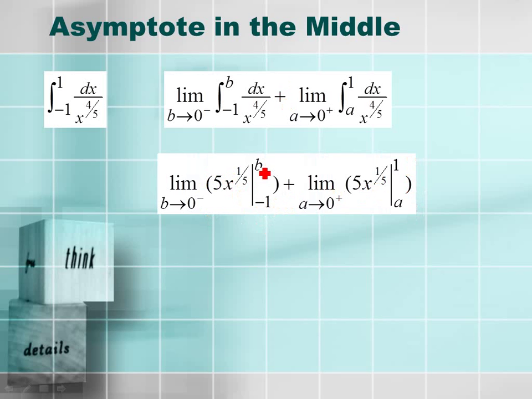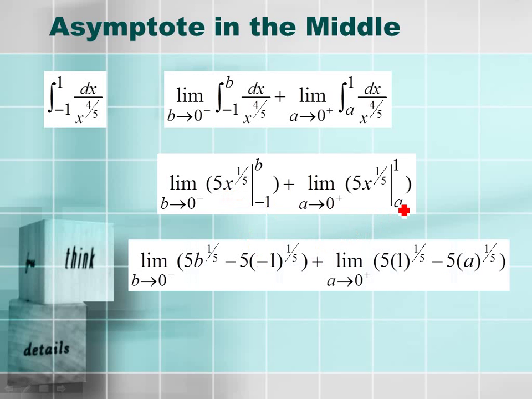So when I plug in b, I get 5b to the 1/5 minus 5 times negative 1 to the 1/5. And then when I do the other one, I'll get 5 times 1 to the 1/5 minus 5a to the 1/5. Now as b goes to 0, 0 to the 1/5, well, the 5th root of 0 is just 0. So that becomes 0. Negative 1 to the 1/5, the 5th root of negative 1 is negative 1. So this equals negative 5 times negative 1, which is positive 5.